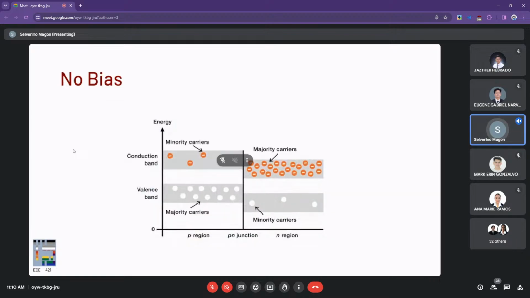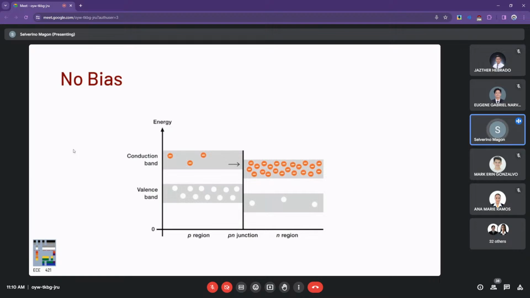If we examine the energy diagram for a PN junction at the instant of formation, we can see that the valence and conduction bands in the N region are at a noticeably lower energy level compared to the P region valence and conduction bands. But we can also see that the upper part of the conduction band in the N region and the lower part of the conduction band in the P region overlap.